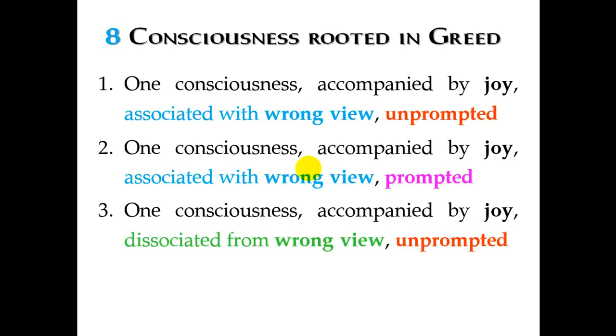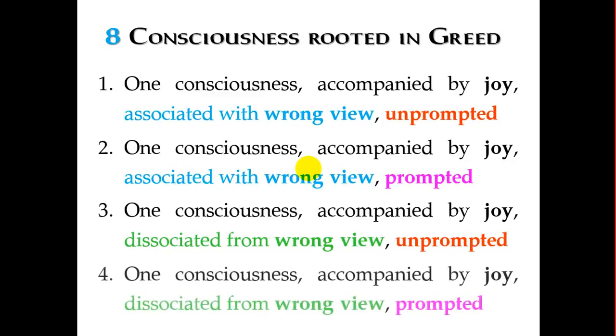So therefore, the way we count, the fourth one is accompanied by joy, dissociated from wrong view, prompted. So that means we have to add sloth and torpor again, and we have to exclude conceit, right? So this one also ninety-two, right? So the way we count here is the first one. How to say, the first unprompted citta. Number one is the first unprompted citta.